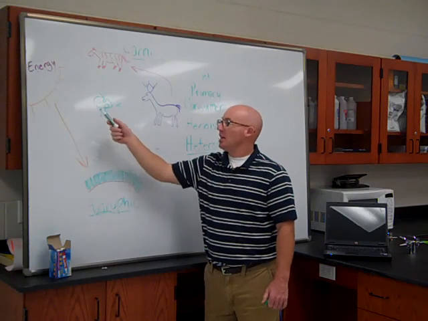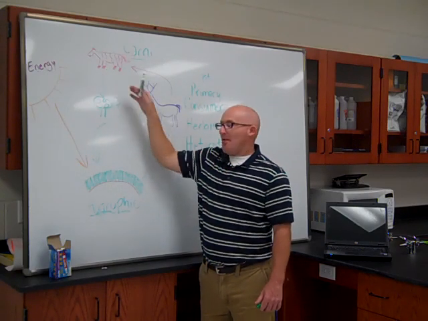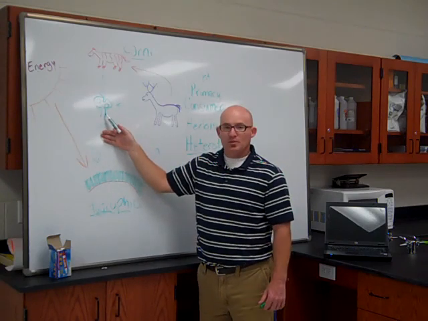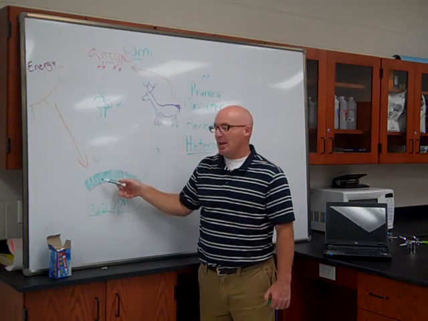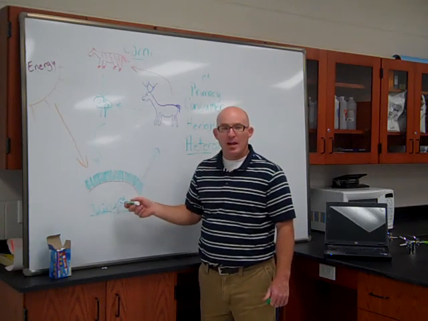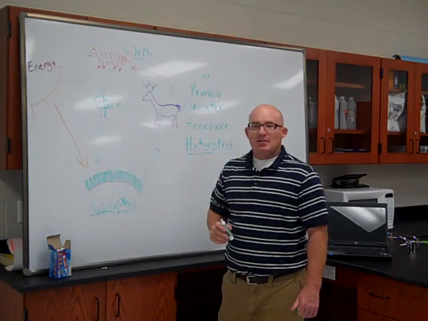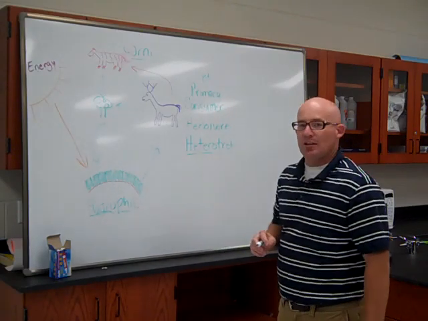So those are the dynamics of a simple food chain. You start with the sun, you end with a top consumer, and everything is linked by the decomposers that break it down back into nutrients that can be used once again by the plant down here at the bottom. So those are basically the dynamics of a simple food chain.